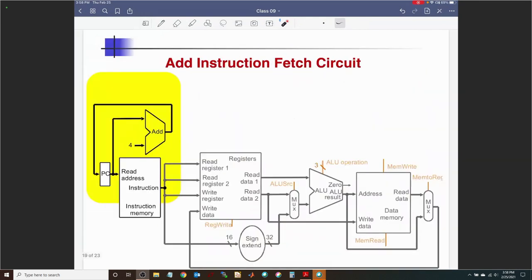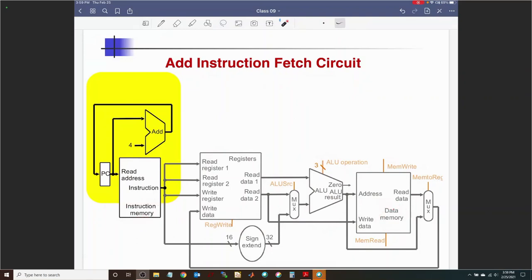Okay, let's add one more thing. In this case, we have added something very simple. This is just the instruction fetch circuit. So we still have the register file here. We still have the 32-bit sign extender here. We still have the mux. Still have the ALU. We still have the memory. We still have the memory to register. All of that is there. But now we have separated the memory into two forms. One is data memory. The other is instruction memory.